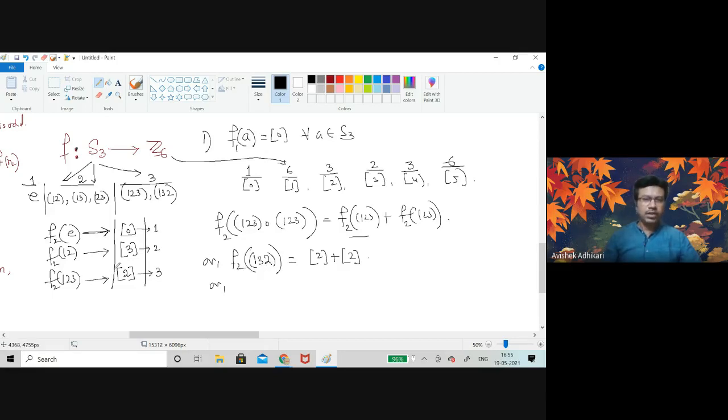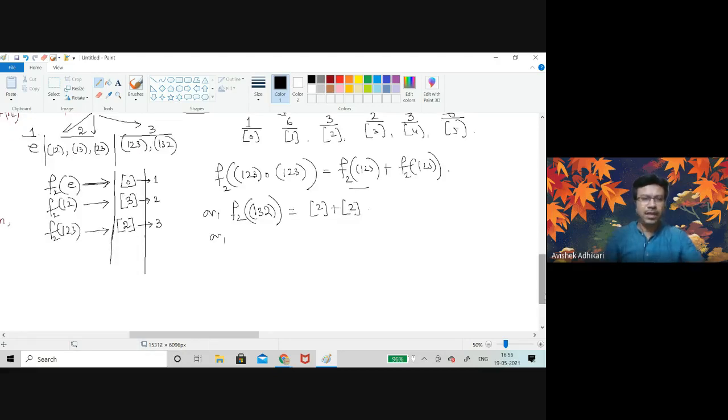Now you also need to define the values, because if this is a function, it has to be defined on all the other values. So you have till now defined only on 3 elements: e, (1 2), and then (1 2 3). So first let us try to define this. What should be (1 3 2)? Can you tell me what should be? Class 4. Class 4. Okay, and this order is 3. Then what should be f of (1 3) and what should be f of (2 3)? We shall find it soon.